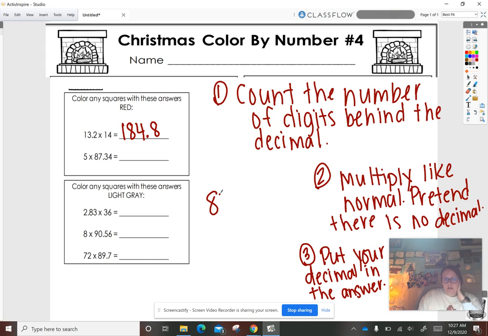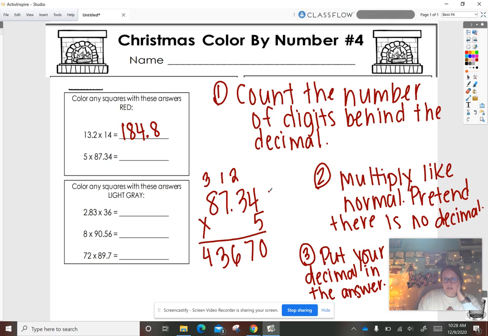So we have 87 3/4 times 5. Okay, so 5 times 4 is 20. Carry your 2. 5 times 3 is 15. Plus 2 is 17. Oh, I didn't mean to put that decimal. Sorry, guys. Carry my 1. 5 times 7 is 35. Plus 1 is 36. Carry my 3. 5 times 8 is 40. Plus 3 is 43.